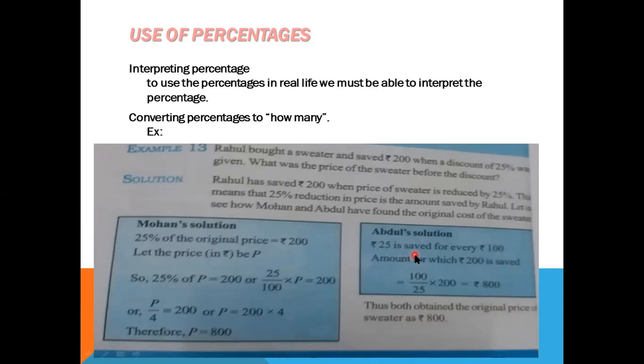Now for the same sum, let us see how Abdul solved it. 25 rupees is saved for every 100 rupees. So the amount for which 200 is saved is 100 by 25 into 200. So here also it is the same, 25 fours are 100. So 4 into 200 you will get 800. So both obtained the original price of the sweater as 800 rupees. So this is the way it is found.